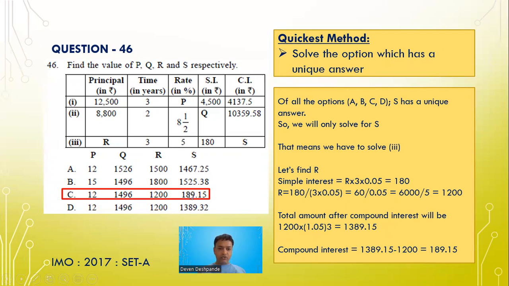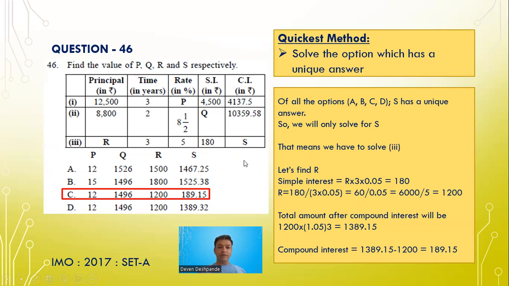So basically, we have to solve for S, isn't it? Because all the answers are unique. So if we find S, then that's it. We get the option. We get the answer. So we have to solve for S, and solving for S means we have to solve row number 3. So principal is R, time is 3 years, rate is 5, and simple interest is 8. And what is the formula for simple interest?